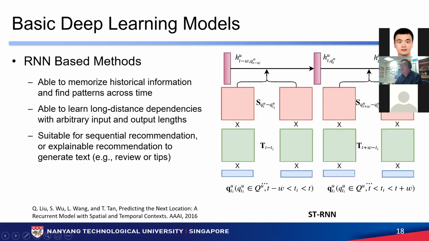So the nice thing about this RNN-based method is that it is able to memorize those historical information and find the patterns across time, and able to learn the long distance dependencies with arbitrary input and output lengths. So this kind of RNN-based method is more suitable for those sequential recommendations, and also can generate text for those explainable recommendations. So this is the benefit, the advantage of the RNN-based method.